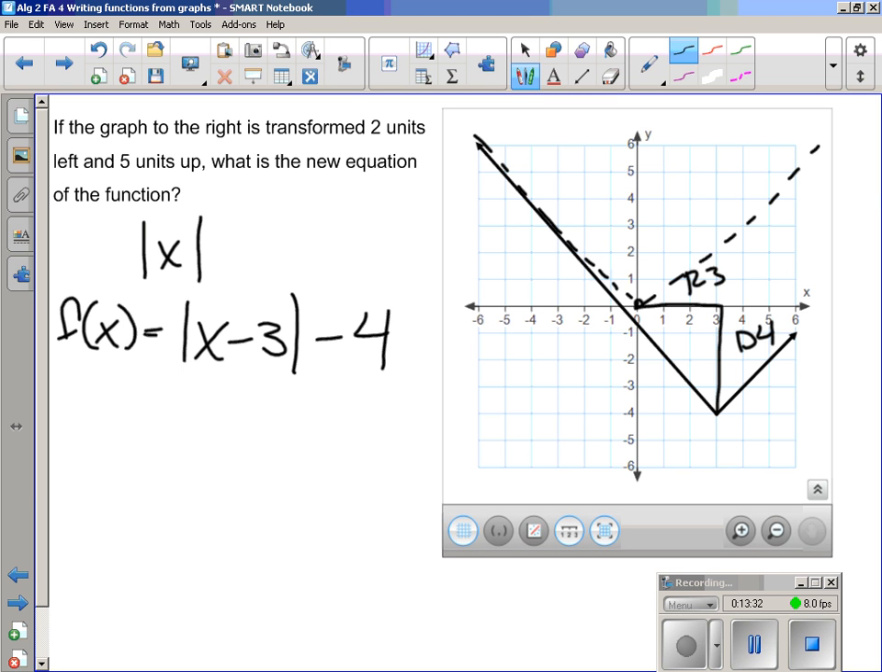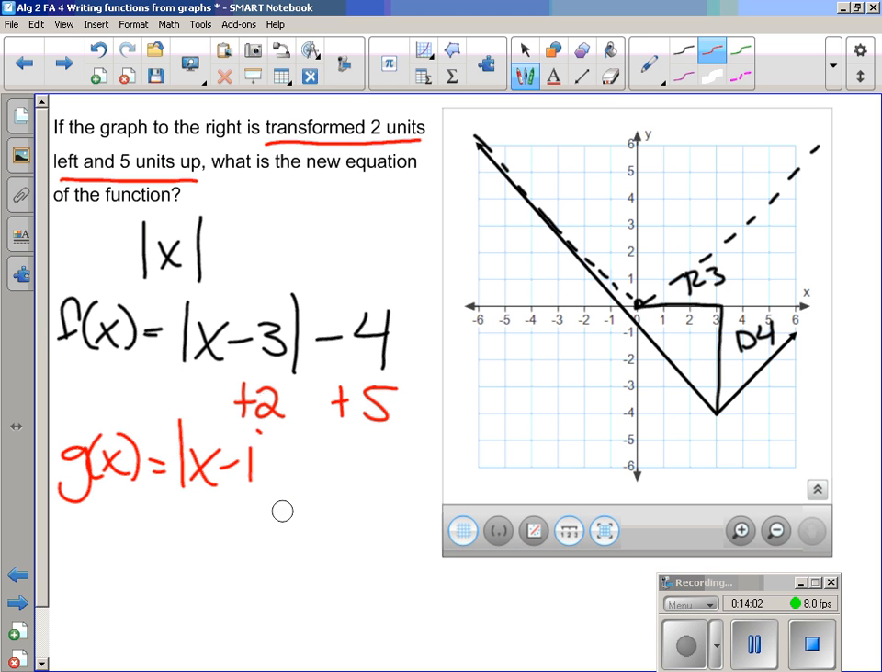Then it says transform it 2 units left and 5 units up. If I want to go 2 units left, that's actually going to be adding 2. Remember, horizontals lie. And if I go 5 units up, vertical transformations tell the truth. I'm going to add 5. So my new function would be the absolute value of x minus 1, oops, plus 1. That would be my answer.